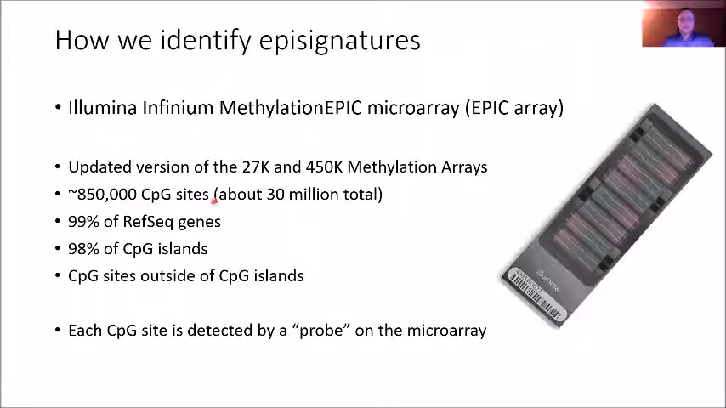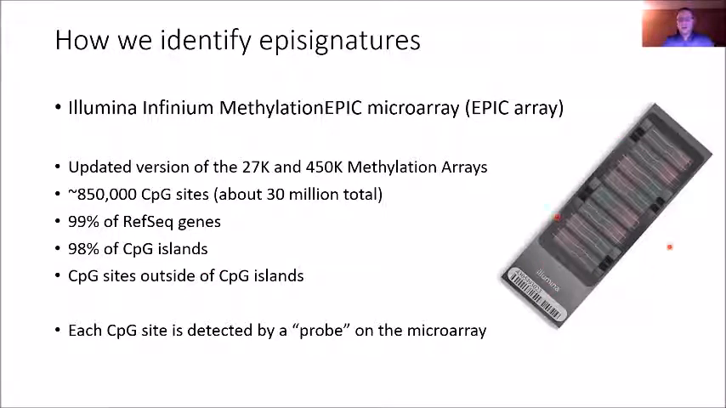the genome. There are about 30 million CpGs in total in the genome, so we're only measuring a small fraction, but these microarrays are designed so that they target all the most important regions. For example, we measure at 99% of all known genes and about 98% of CpG islands, and CpG islands are regions where we have many CpGs that are close to each other, and these tend to be areas that can regulate gene expression. But they also measure some areas outside CpG islands.